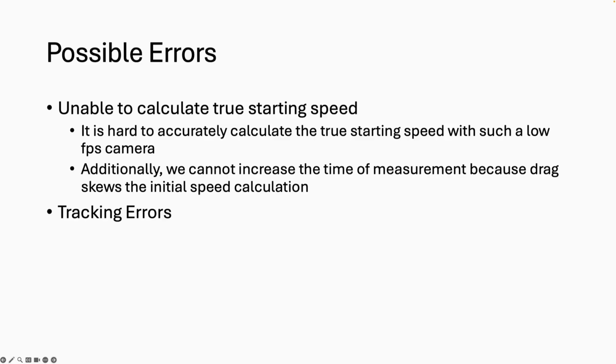Some possible sources of errors are that we are unable to calculate the true starting speed of the ball. It's hard to calculate the speed with such a low frame per second camera, not allowing us to take a very small time interval to measure its velocity. Also, we cannot just start measuring from the beginning up until the end, because even though it would make our calculation more accurate, we would not be accounting for the drag force constantly acting on the ball. Finally, there may be some tracking errors which may cause some errors in the position.